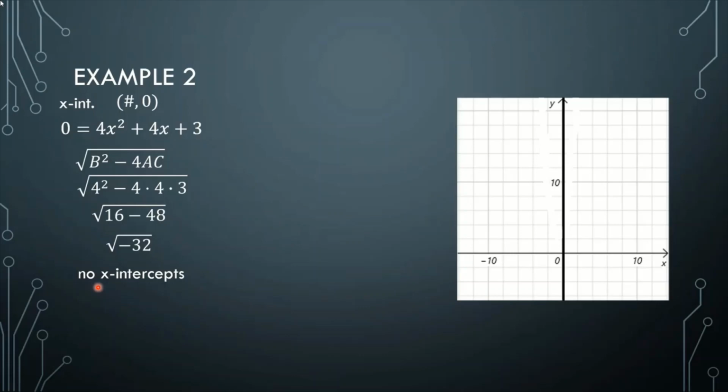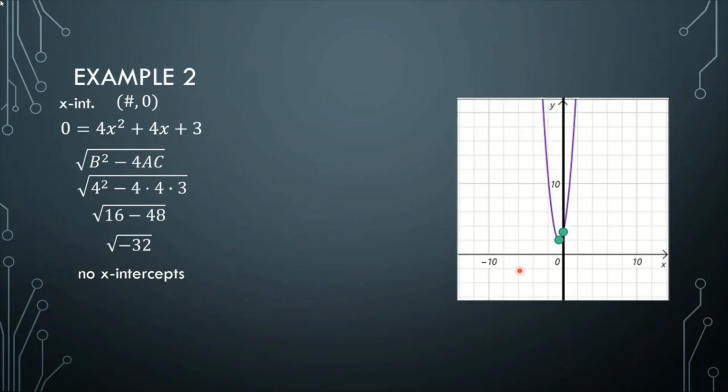So let's graph. We found the vertex to be negative 1/2, comma 2, and it looks like on this graph we're counting by 2's here, so it's kind of close. And then we found our y-intercept, which is 3. Let's plot that. And then let's graph.